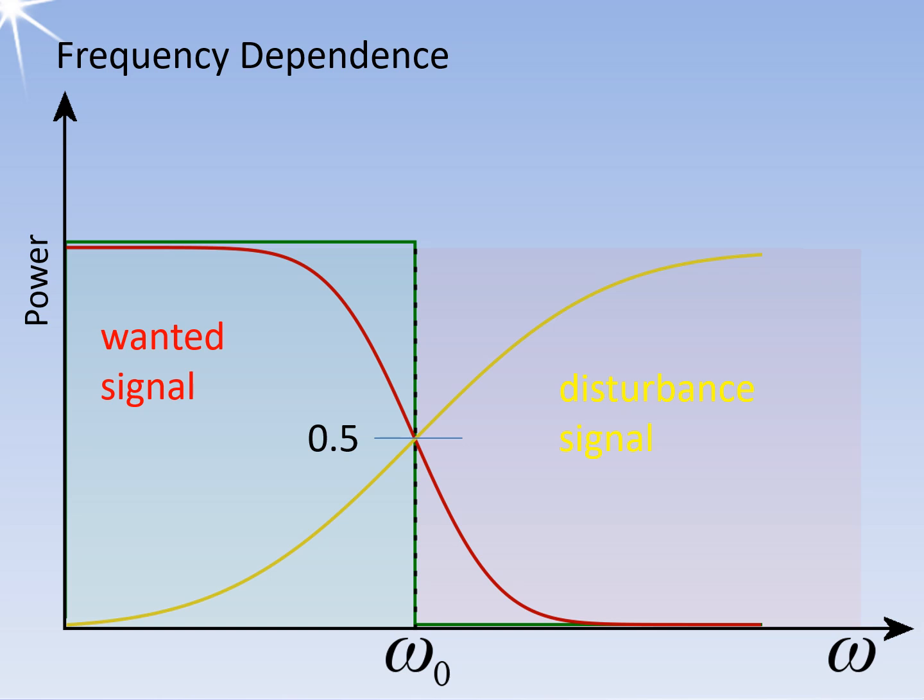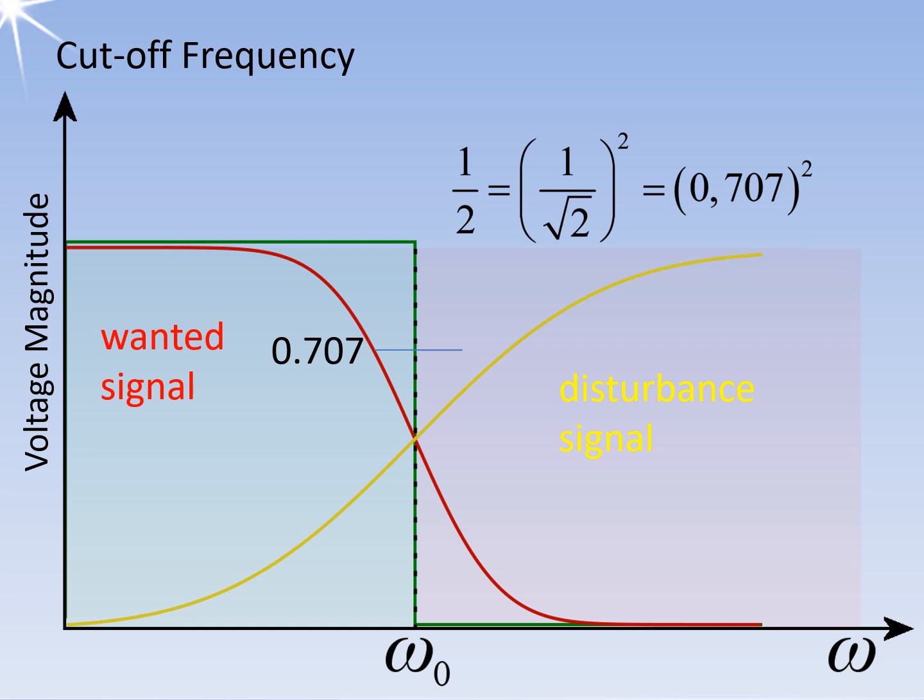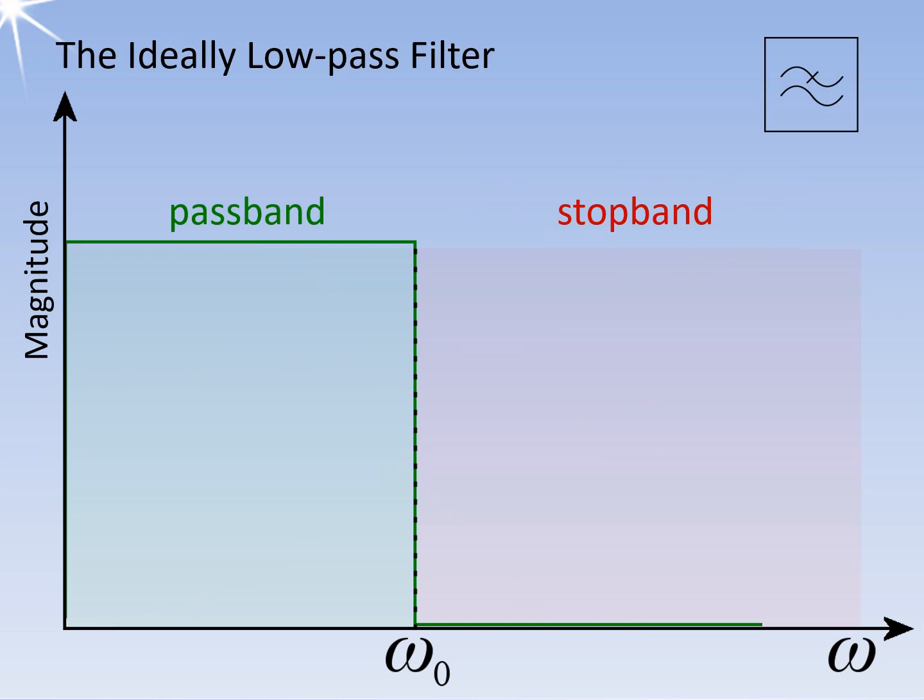The oscilloscope does not display power, but voltages. Since the amplitudes of the voltages can be converted into a power by squaring, the point for half the power is 0.7071 times the initial value of the voltage. For a filter to be effective, the desired signal and the interfering signal must have distinct frequency characteristics. By setting the cutoff frequency ω0 appropriately, a significant portion of the desired signal can be transmitted while a significant portion of the interfering signal can be suppressed.